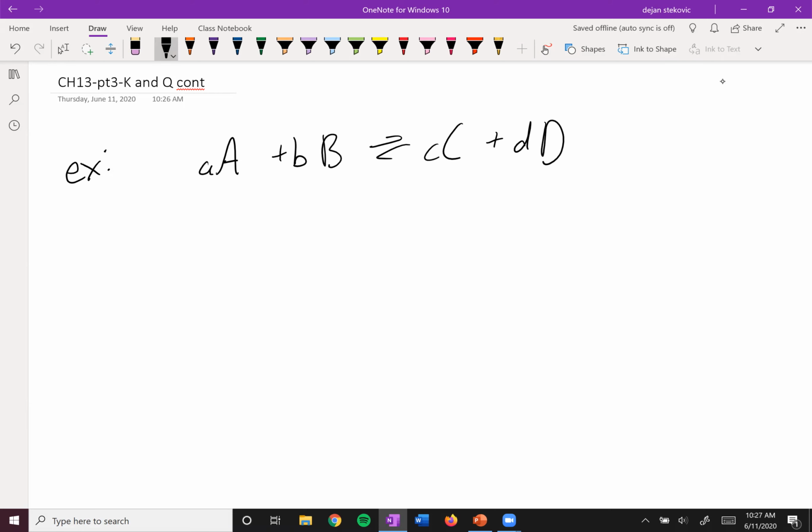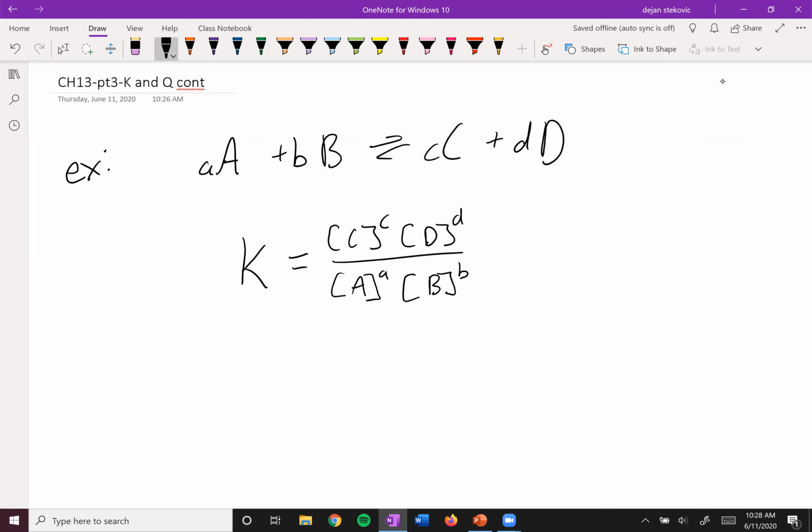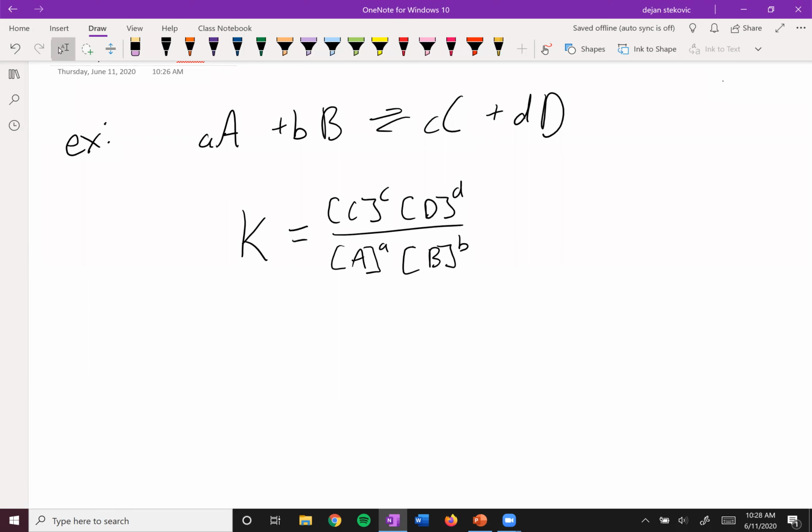And so we can write a K for this. And so we can say it's products taken to their coefficients over reactants to their coefficients. So it's going to be the concentration of one of our products, C, to whatever its coefficient is, times the concentration of D to whatever its coefficient is, over the reactants taken to their coefficients, right? So [A] to the power of a, and then [B] to the power of b. So that's just kind of a generic example.